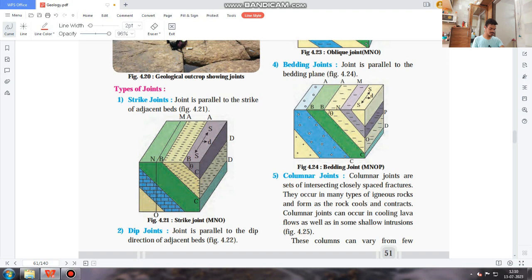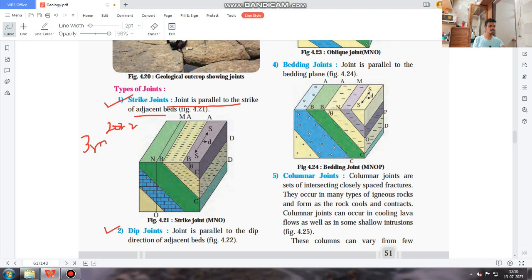Types of joints. Last year, in 2022, two joints had come: strike joint and dip joint, both for 3 marks. They had asked what are strike and dip joints together, so answer along with the diagram.